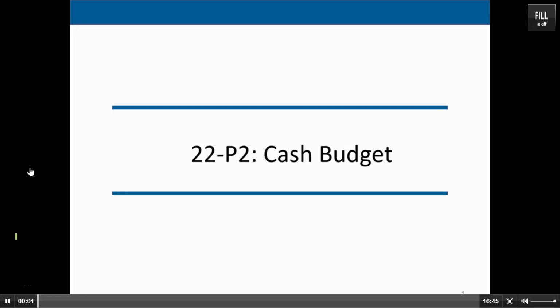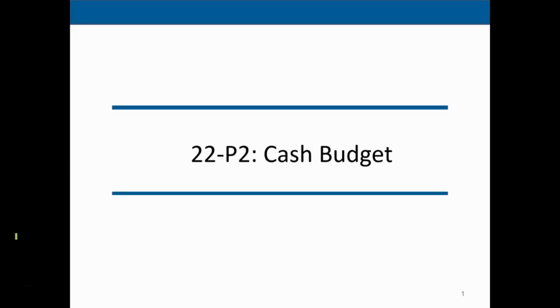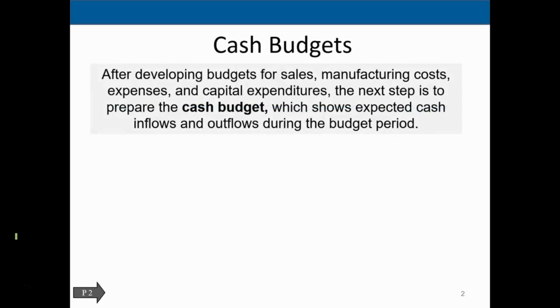Hello, in this lecture we will continue on chapter 22 and we will now be discussing the cash budget. So the cash budget, after developing the budget for sales, then the manufacturing cost and expenses and capital expenditures, is the next step. It shows the expected cash inflows and outflows.